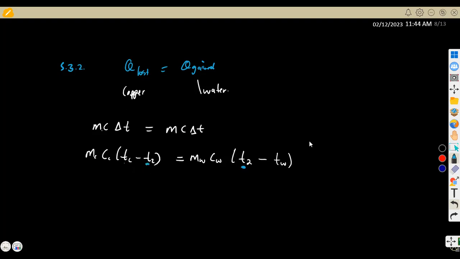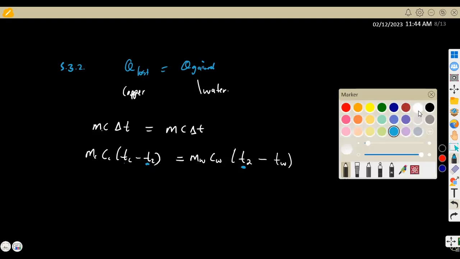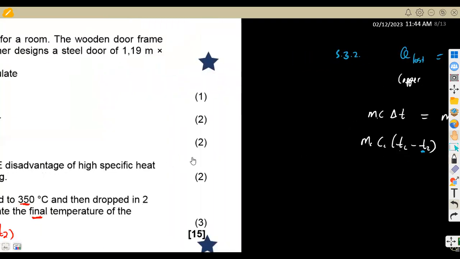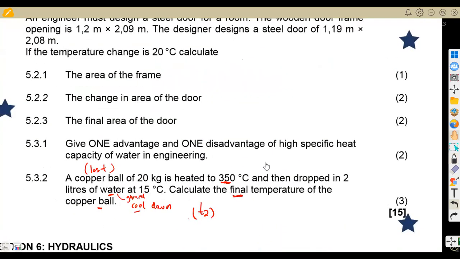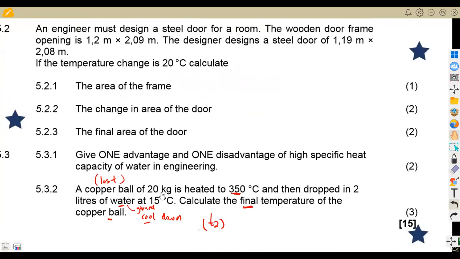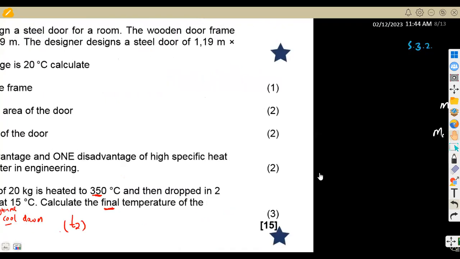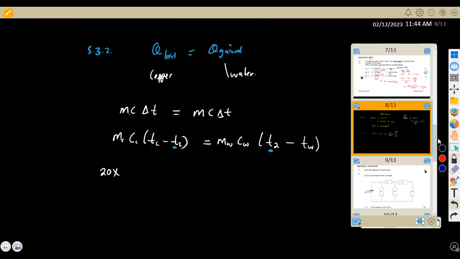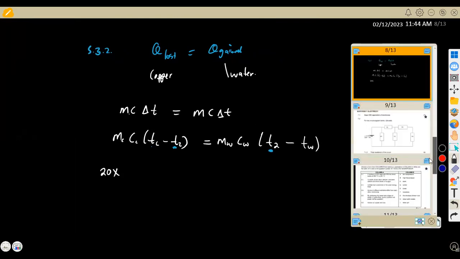All right, so the mass of copper, do we have the mass of copper in this case? Let's check our information. We are given a copper ball of 20 kgs, so the mass is 20 kgs. So we have the mass of copper, which is 20 kgs. So that's 20 times the specific heat capacity of copper, which we can see from our information sheet here.